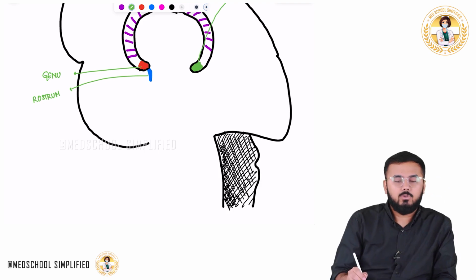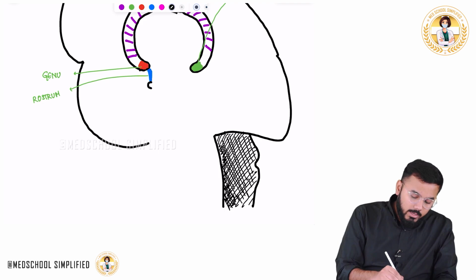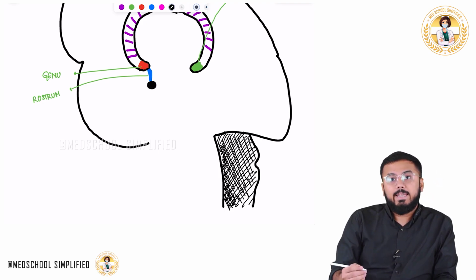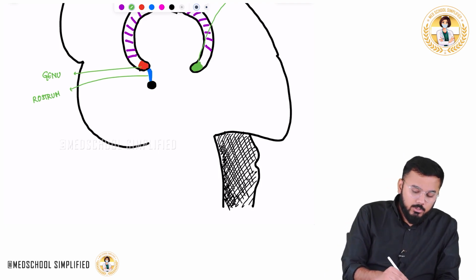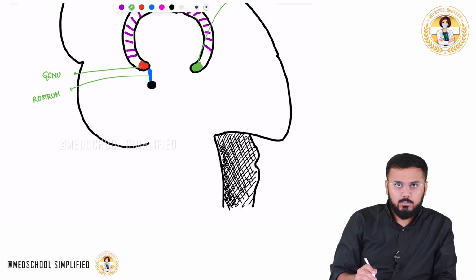This structure over here is called as a rostrum. Just below the rostrum, you have got a ball-like structure over here. This structure is called as your anterior commissure. Okay, so these things we have discussed in our previous classes. Already we have discussed about this.